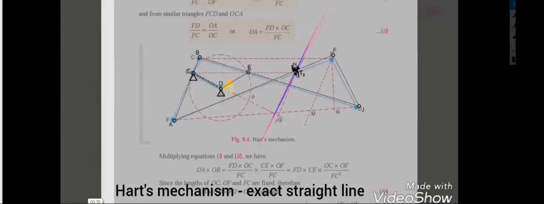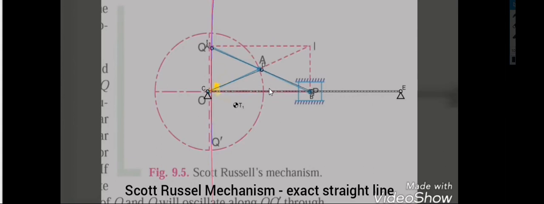So this is Hart. Let me pause it to Scott-Russell. That is Scott-Russell. See how it produces. That B produces a straight line as well as this A produces a straight line. B produces a horizontal straight line, whereas A produces a vertical straight line. So both are producing a straight line. One is horizontal and the other one is vertical. But we take this position as the straight line mechanism for that. I hope that is clear. That is also known as Scott-Russell mechanism, or modified Scott-Russell mechanism is also the same one.